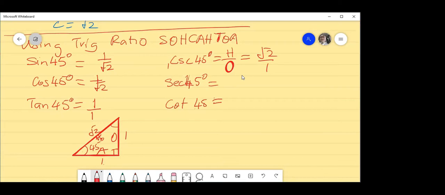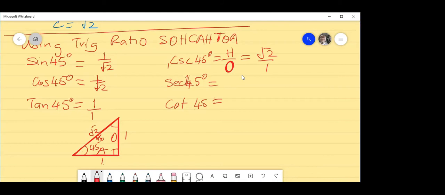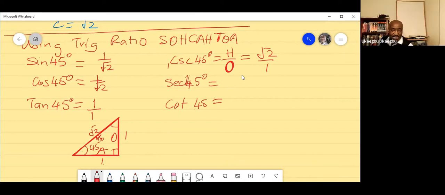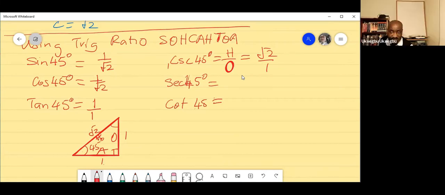Next, Terry Scott, what is secant 45? Secant 45 is square root of 2 over 1. Okay, explain, please. Because secant is the opposite of cosine, so you just flip it. Adjacent in this case is 1, and the hypotenuse in this case is root 2. So if you flip it, you're getting the same result. All right, so it is also hypotenuse over adjacent. So this is the same thing as root 2 over 1.